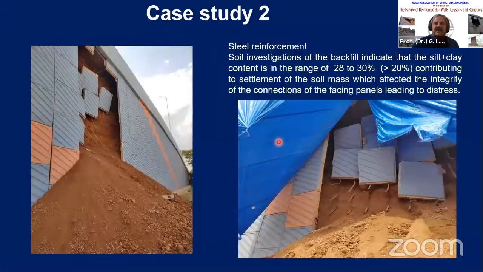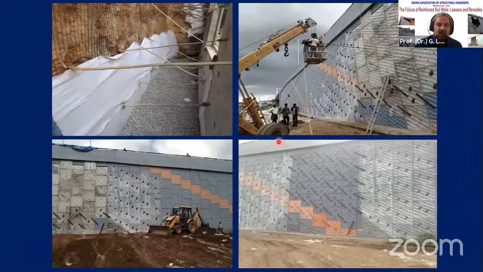So this is another case that we were just seeing, again 3-4 years back, in WhatsApp running. Then we looked at it and found that the silt plus clay content was higher than what we specify in IRC. And of course, the quality of the backfill construction was also not great. It impacted the connections, leading to distress and all of that. And of course, we repaired it with driven nails or whatever.